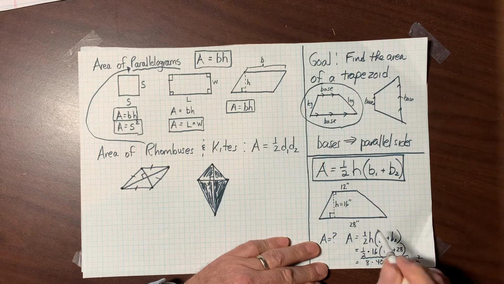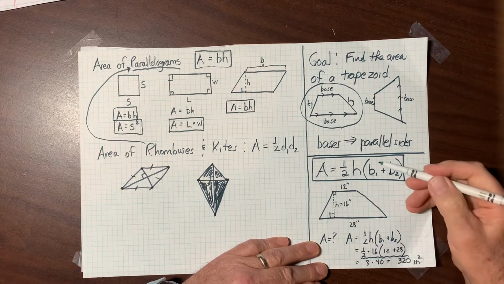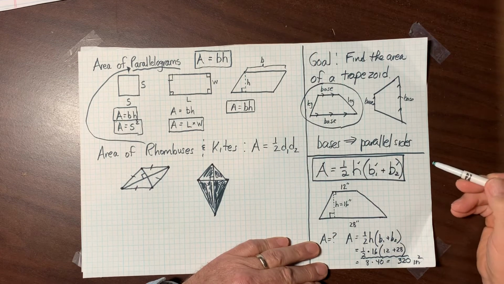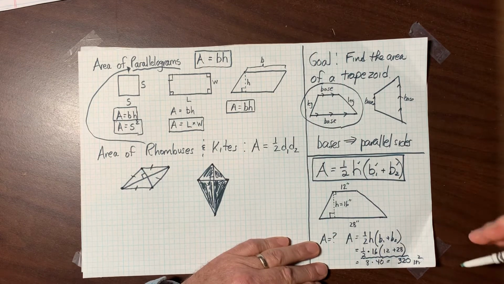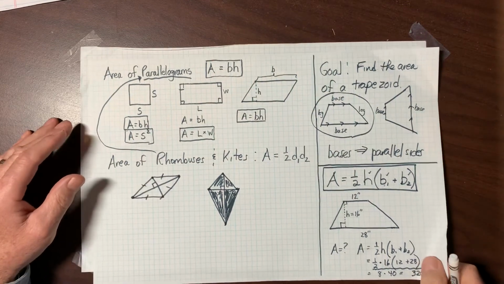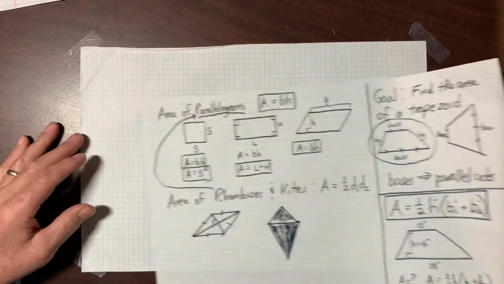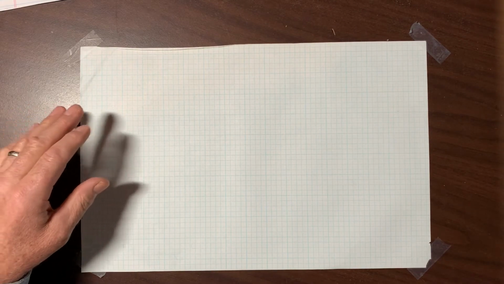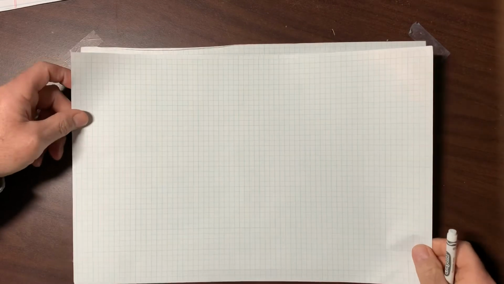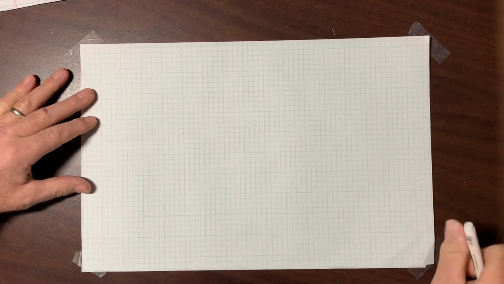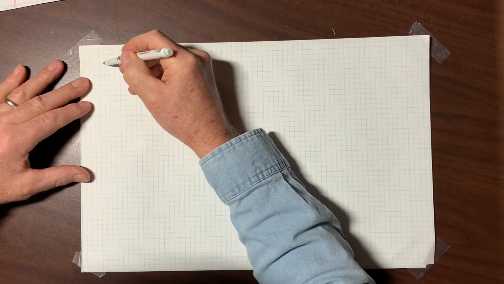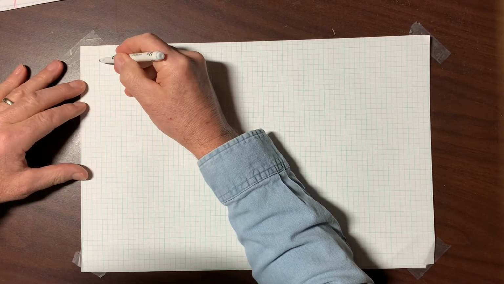So in this very first example here, you were given all three values that you need to find the area. That will not always be the case. In fact, that'll probably rarely be the case. Let's do some more examples. Now, this next example is just so that you remember how to apply the formula. Look, here's a trapezoid.